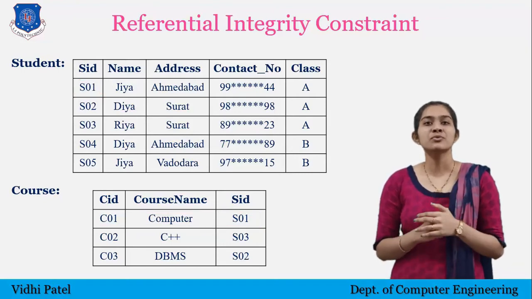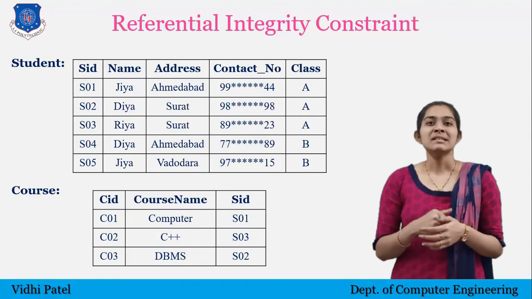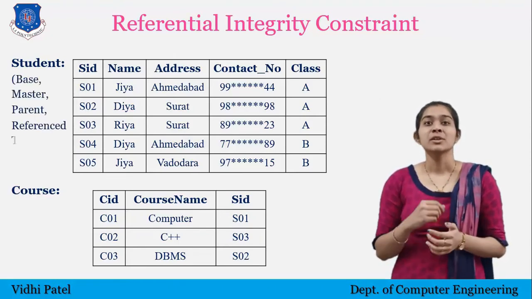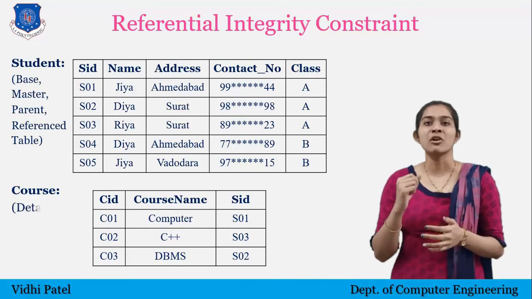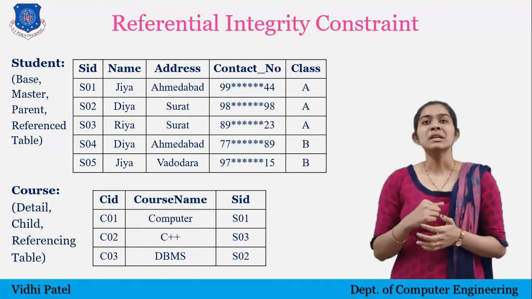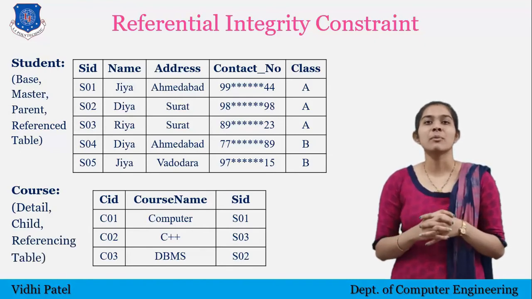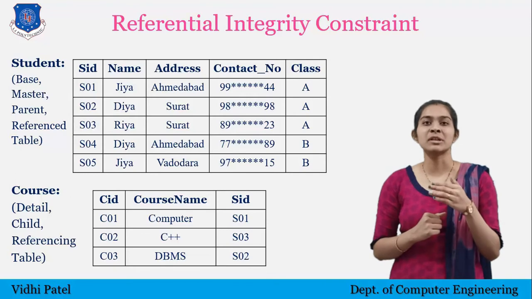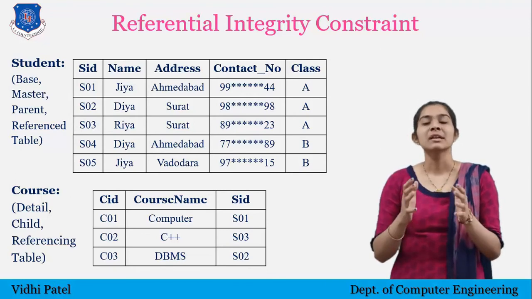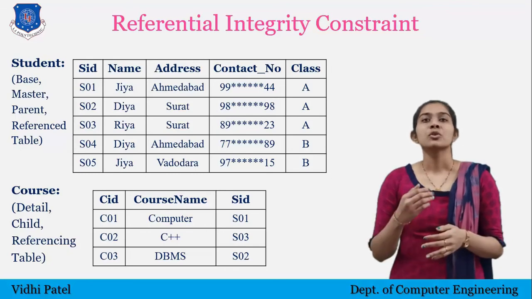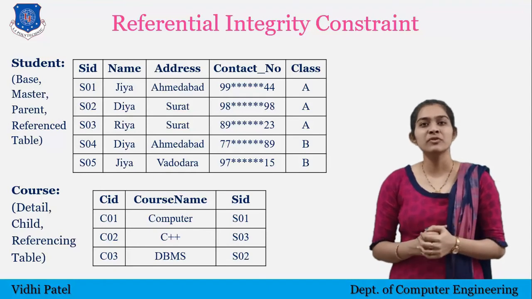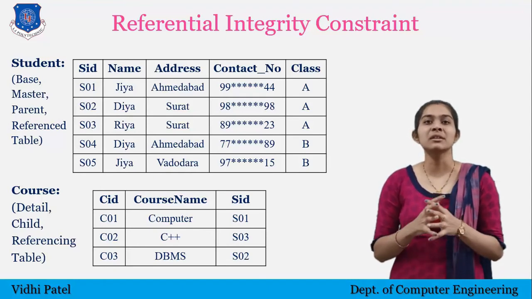So, here the student table is the base table. We can say that it is the master table, parent table and reference table. Course table is the detail table. It is also known as child table or referencing table. Student table contains all the information about a student. Whenever any student gets admission in the university, then record of that particular student is stored into the student table. Course table indicates which are the courses available in the university and which courses are taught in the universities.